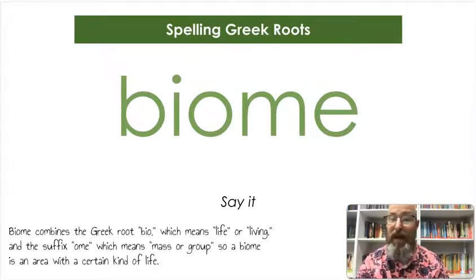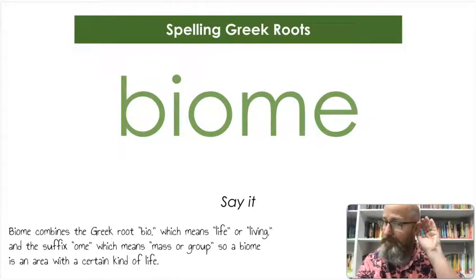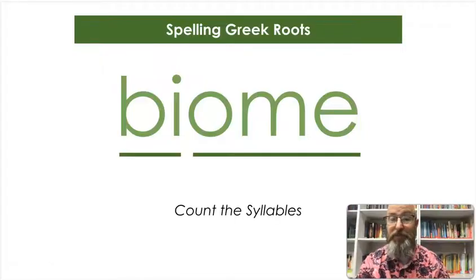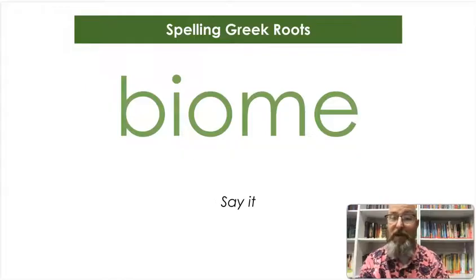Our next word is biome. Say biome. Biome combines the Greek root bio, which means life or living, and the suffix ome, which means mass or group. So a biome is an area with a certain kind of life. Count the syllables. Biome. Biome.